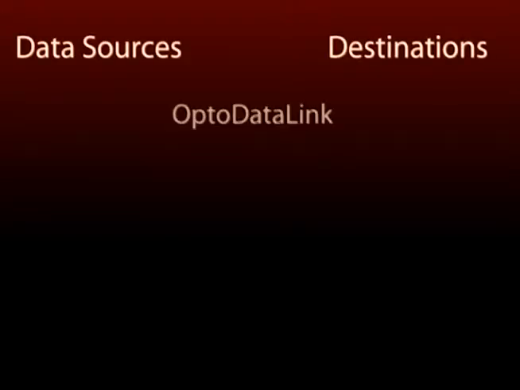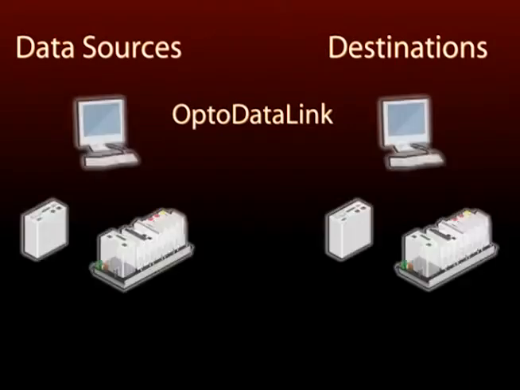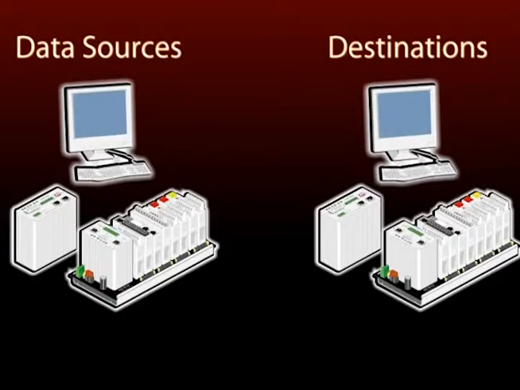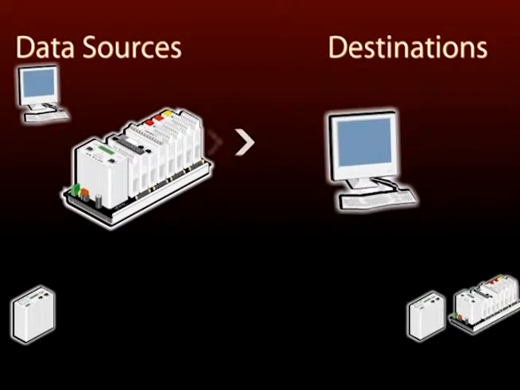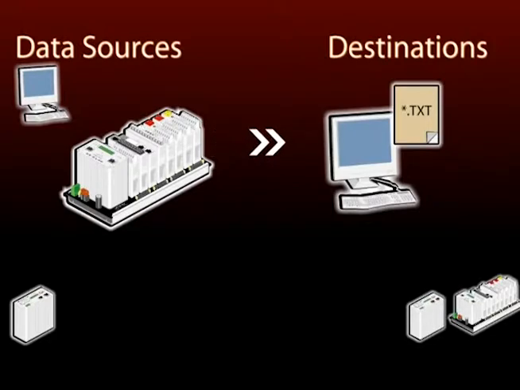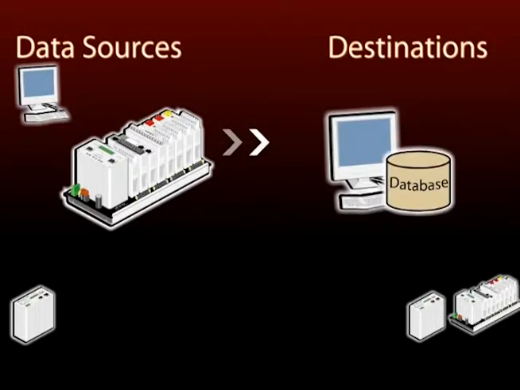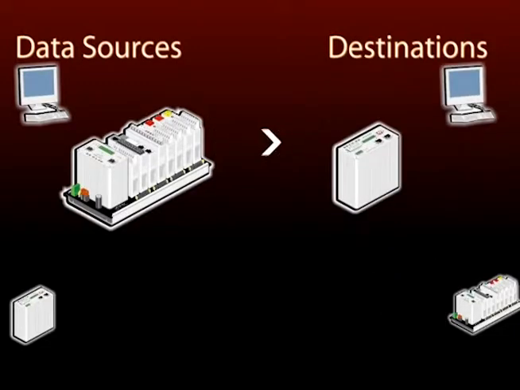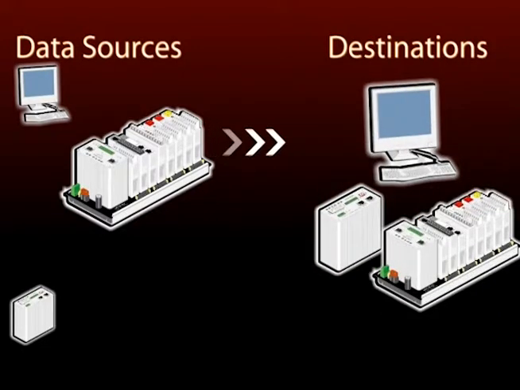First, here's an overview of what OptoDataLink can do. Simply put, OptoDataLink can transfer data from a variety of sources and destinations. For example, you might wish to log data from your SNAP PAC controller and send it to an ASCII file, a database such as Microsoft SQL Server or Access, another controller, or even all of these destinations simultaneously.